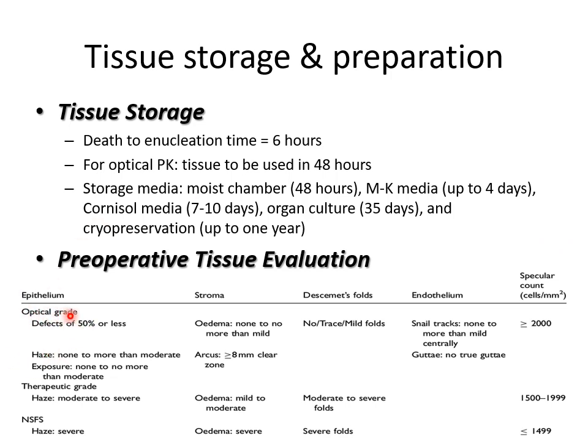So, for an optical grade corneal button, the epithelial defects should be less than 50%. There should be no edema. There should be no DM folds. And the endothelium should not have any guttae. And the endothelial cell count should be more than 2000 cells per millimeter square. Please remember this at least. The qualifications that are required for an optical grade penetrating keratoplasty, the qualifications of the donor tissue for an optical grade penetrating keratoplasty.